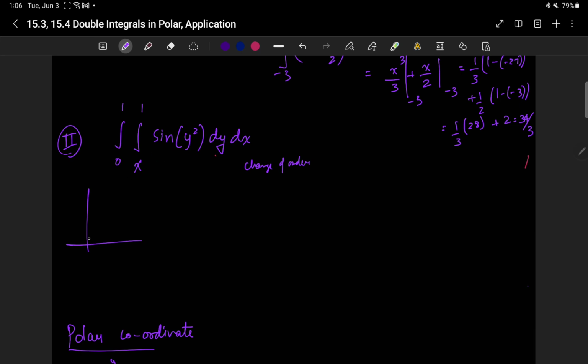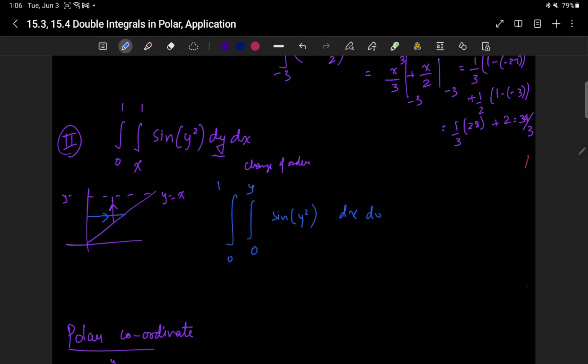So what's happening right now is we're going from y equals x, because we have y first. So y equals x to y equals 1. So we are traveling in this direction. And when we change the order, we will now travel in the horizontal direction and look at the value of x. So in terms of dx, when we have sine y squared, where does x start? x starts from x equals 0. And it goes to x equals y, which is this line. And in this region, what happens to y? y varies from 0 to 1.